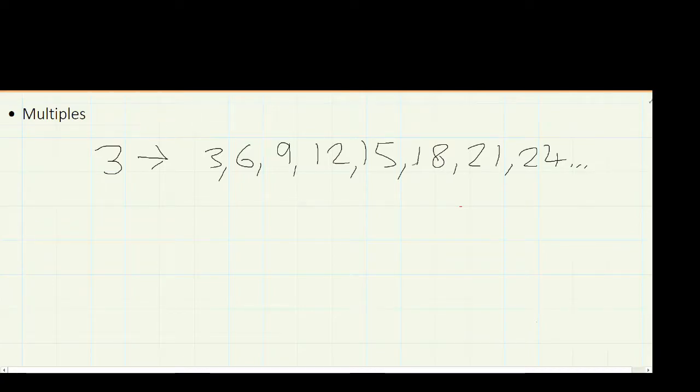And it's just showing us that if you're finding a multiple of a number, you'd maybe get a question saying, is 9 a multiple of 3? Well, if you're going in multiples of 3, 3, 6, 9, yes, 9 would be a multiple of 3.